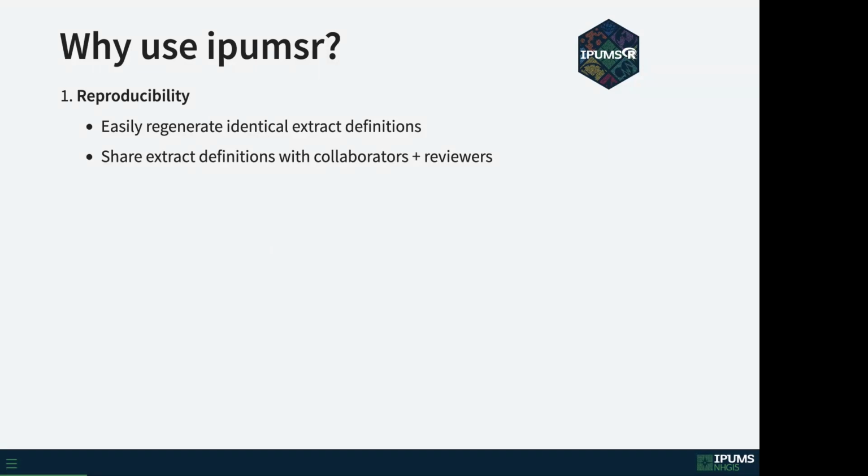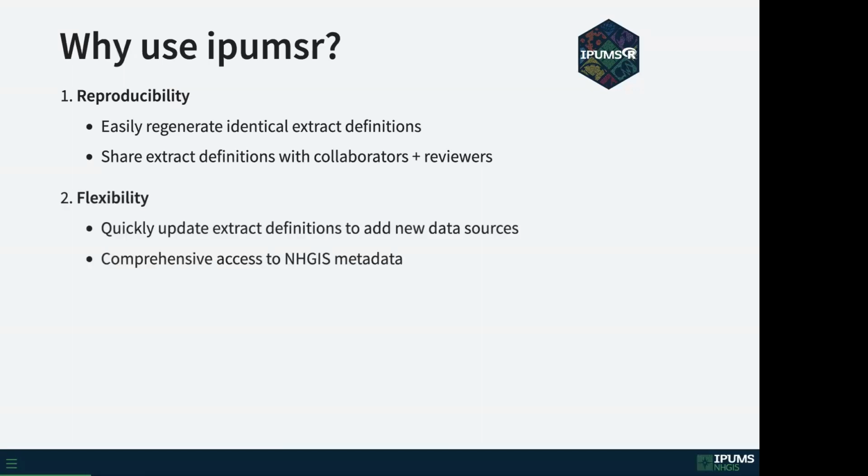You don't need to go back and try to remember what selections you made in the web app or browse your previous extract history. As long as you saved that code, you can regenerate that extract definition. And this also makes it a lot easier to share your extract definitions with collaborators on a project or with reviewers who are trying to replicate your analysis, because you can provide them a consistent definition of exactly what data you used. The second is flexibility.